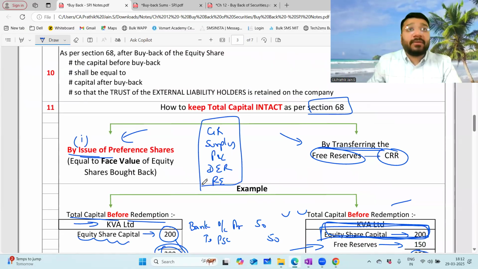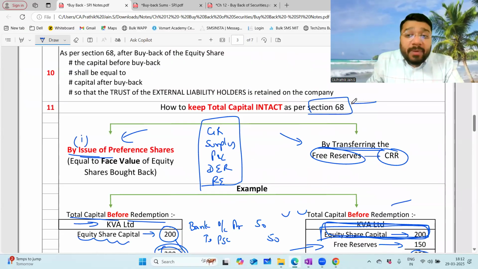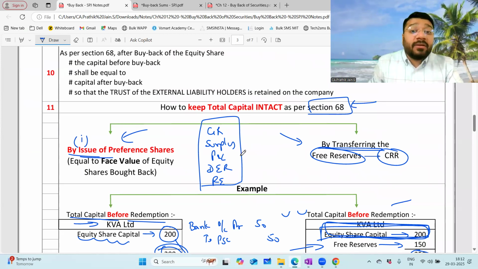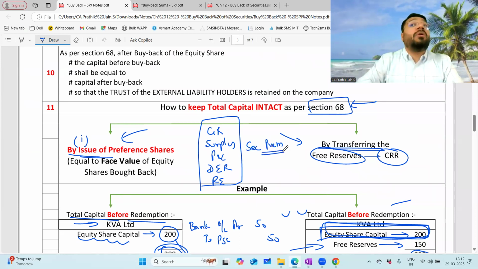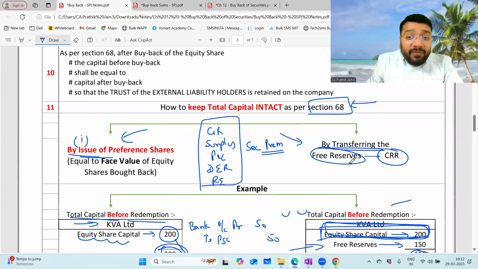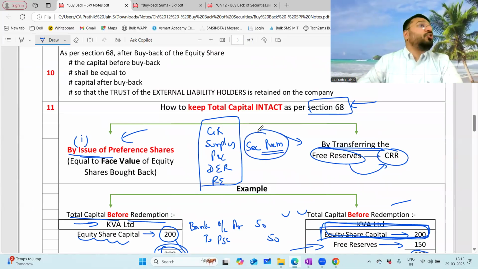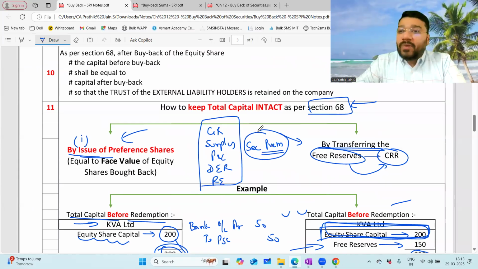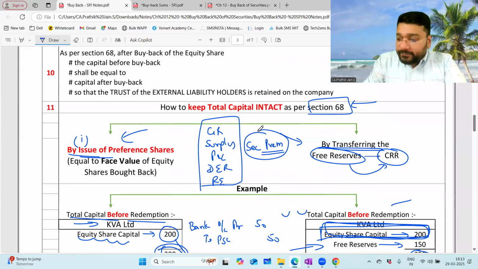But only for the purpose of section 68, securities premium is also treated as free reserve, which means when I'm transferring the fund from free reserve to CRR, securities premium can be used. Am I loud and clear? Online people, am I loud and clear?